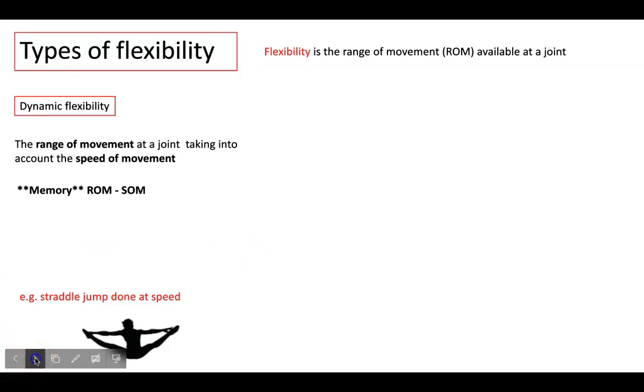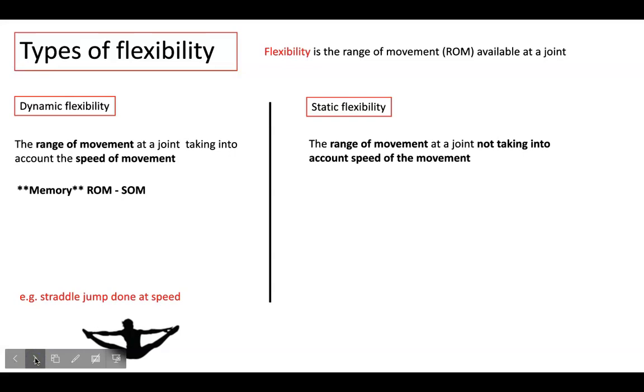Static flexibility is the range of movement at a joint not taking into account the speed of movement. Okay, so static not taking into account the speed of movement. A nice little way to remember this is just ROM no SOM. So you've got ROM SOM for dynamic and ROM no SOM for static flexibility, no speed of movement.